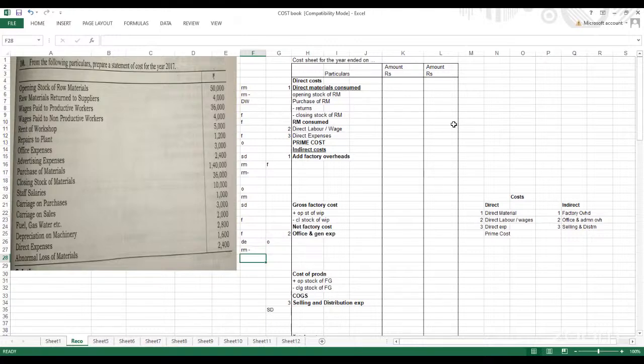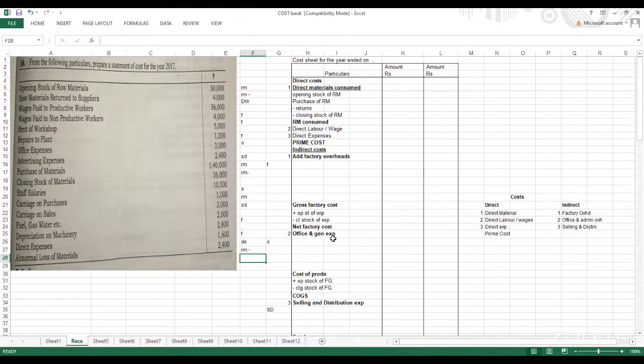Then carriage on purchase, again RM plus. Carriage on sale, so it's a selling expense, so S&D. Fuel gas, we use this in factory, so F. Depreciation on machinery, we use that in factory, so again F. Direct expense, in prime cost it will go, so DE. Abnormal loss of material, again it's material, so RM, less from material.